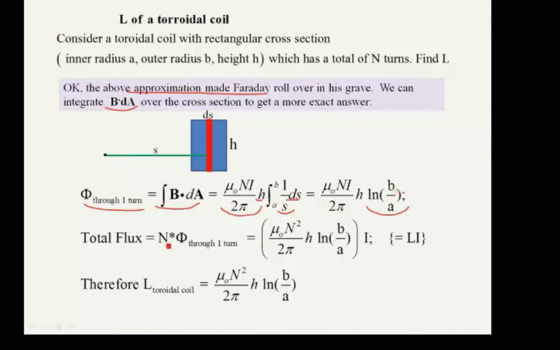Here's the total flux then. We just multiply by N. You can differentiate it with respect to I, or just drop the I, and this quantity right here will be L. So the more exact equation for the inductance of the toroidal coil is given by this, which has this logarithmic B over A. So you might want to put in some typical values and check the difference between this one and the more approximate one that we derived earlier.